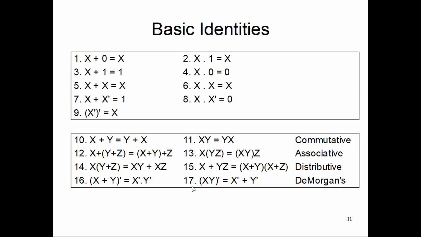Now we'll look at some basic identities and algebraic manipulation. All right. These are all identities you have possibly been taught in Math 42. We'll just recap this. So any variable or 0 is that variable. So x or 0 is x, x or 1 is 1, x or x is x, x or x bar is 1.